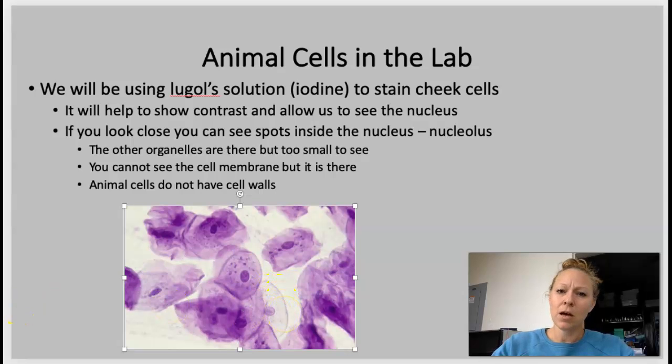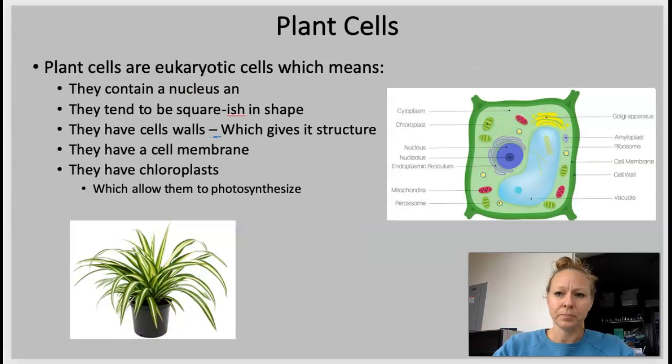All right, let's talk about plant cells. Plant cells are eukaryotic cells, which means they contain a nucleus and membrane-bound organelles. They tend to have a squarish shape. What you can see right here is, here's your generic plant cell. They tend to have a more squarish shape, which we will see in a moment.